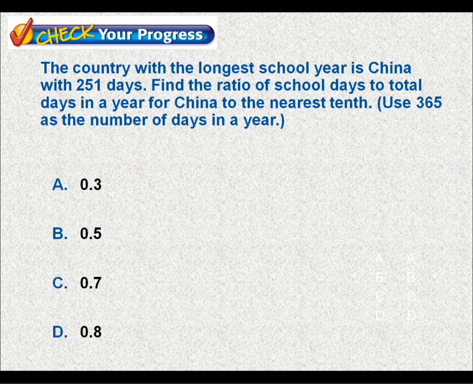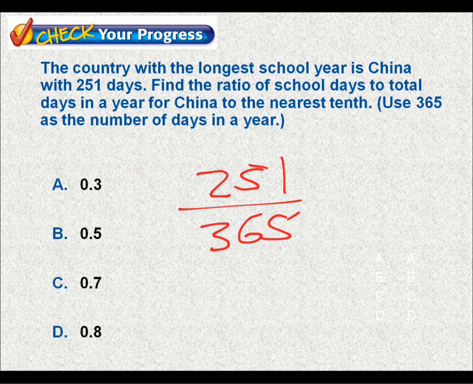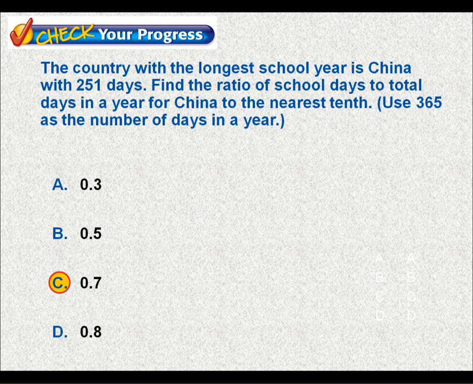So we're going to set up a ratio. We can either write it with a colon or a fraction. So the school days is 251. The total days is 365. This is our ratio of school days to total days. If we want to convert it to a decimal, we just divide this because it's a fraction. 251 divided by 365, and we get 7/10.